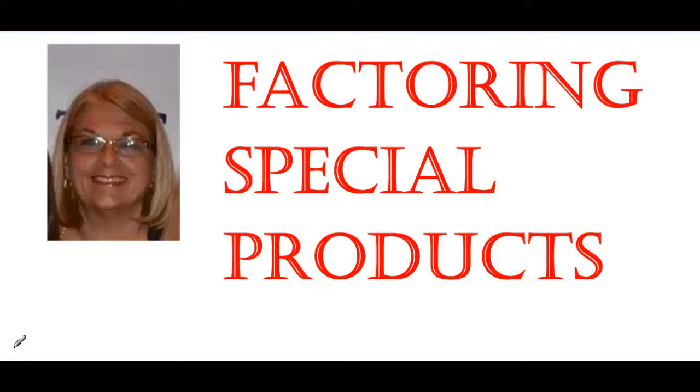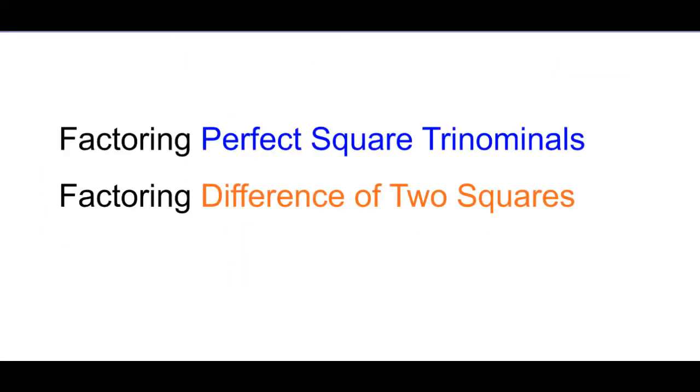We're going to finish up factoring by factoring some special products. So let's go back and review what the special products were. The first one was called a perfect square trinomial, and the second one was the difference of two squares. I'm sure you've heard me refer to it as just the difference of squares.